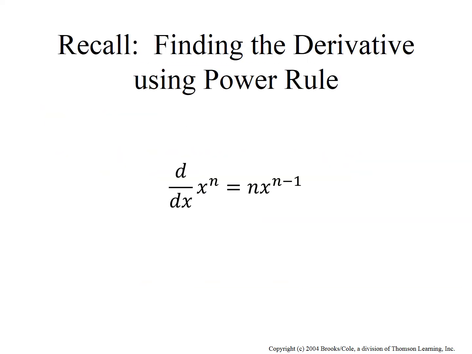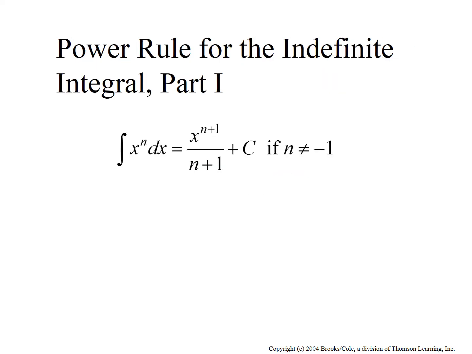Now, if you recall from last unit, when we found the derivative, we used the power rule. And what we did was, remember, we took the exponent and it dropped. Essentially, we were multiplying the exponent by the function, and then we subtracted 1 from the exponent. Because this is the antiderivative, we're going to do the opposite steps. So we're going to start by adding 1 to the exponent and then dividing by the new exponent. And that gives us our power rule. Please take a second and write this down.